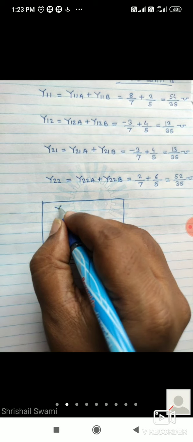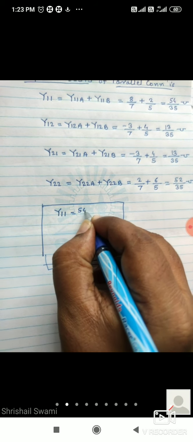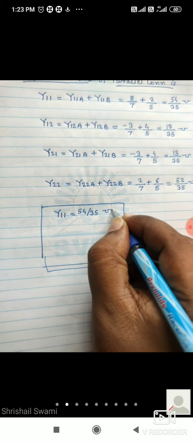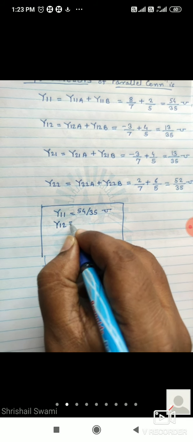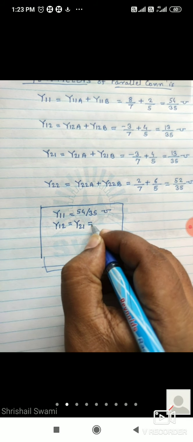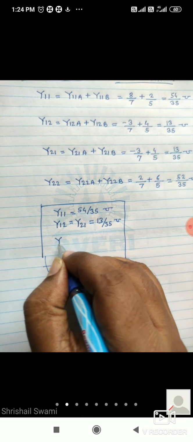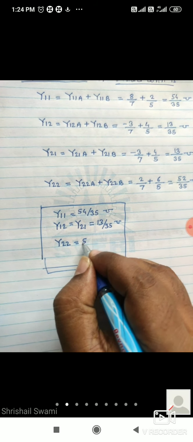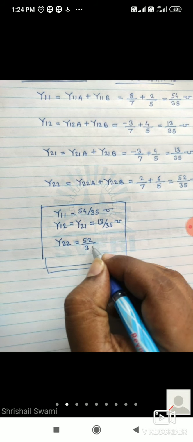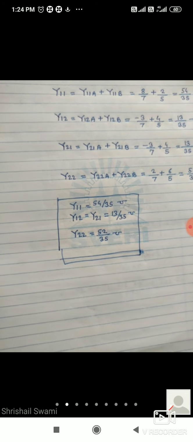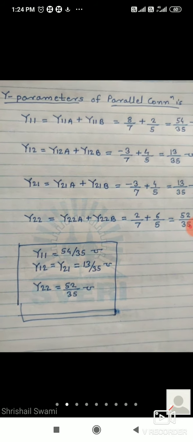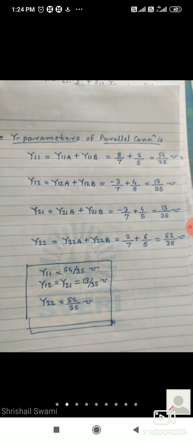So finally the Y parameters you can write in one box. Y11 is equal to 54/35 mho. Y12 is equal to Y21 is equal to 13/35 mho, and Y22 is equal to 52/35 mho. Okay, so this will be the answer. Any doubt in this particular problem?